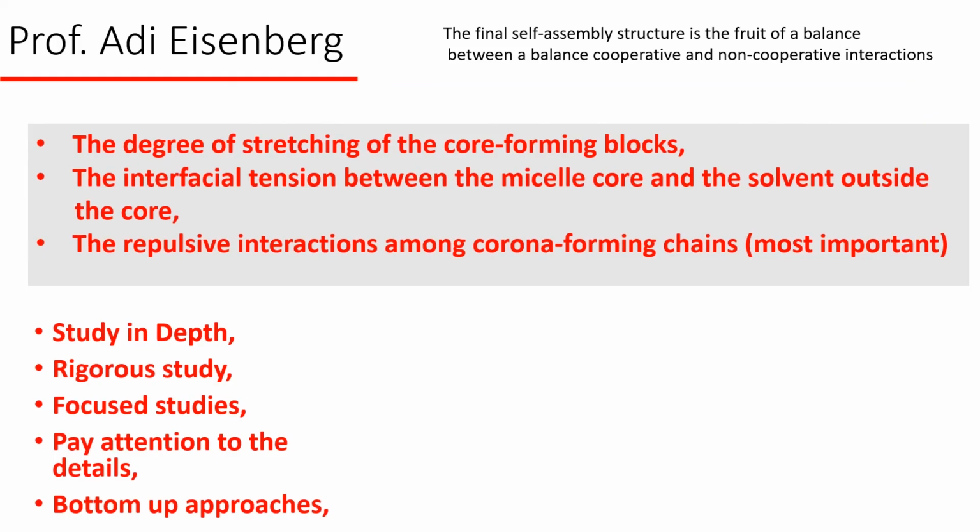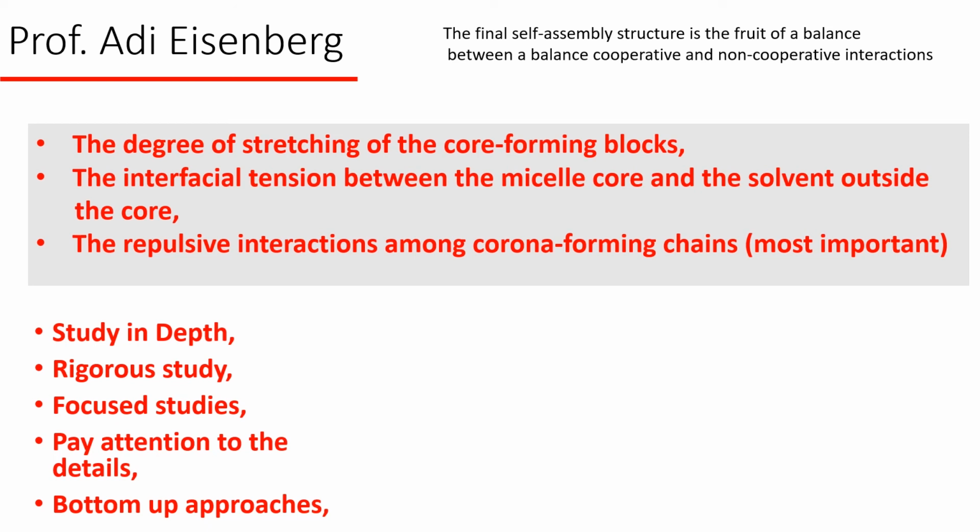In conclusion, Professor Adi Eisenberg has succeeded in isolating 30 different polymorphs by studying polystyrene block polyacrylic acid. He noticed 3 parameters which are important to tune the shape of the self-assembly: the degree of stretching of the core forming blocks, the interfacial tension between the micelle cores and the solvent outside the core, and the most important one, the repulsion interaction among corona forming chains.